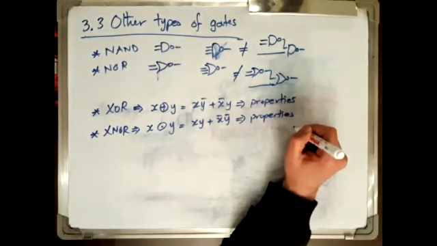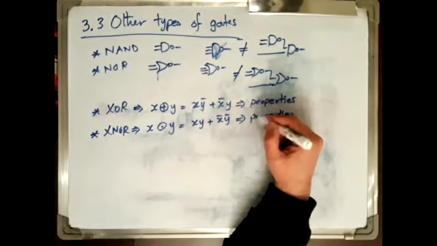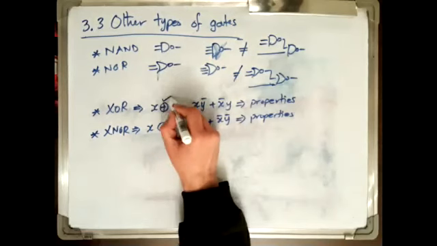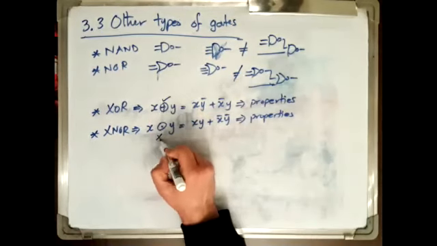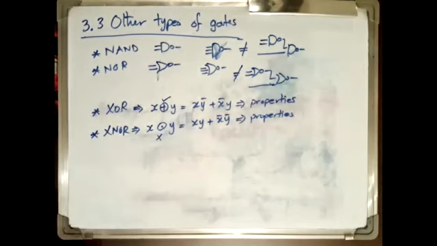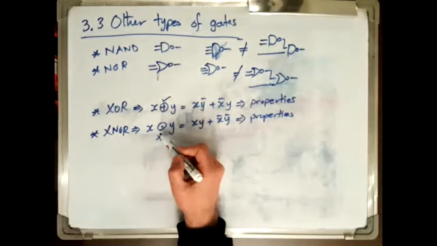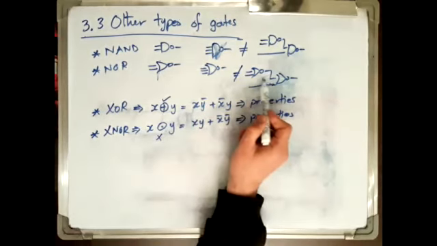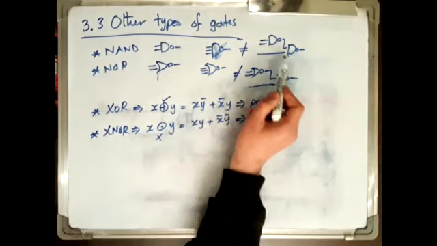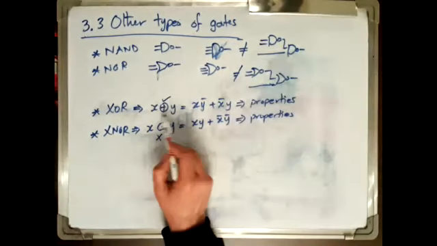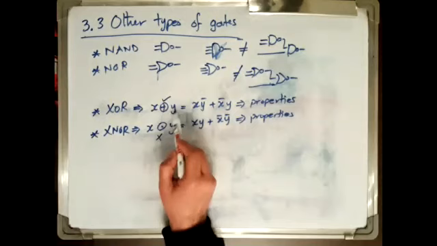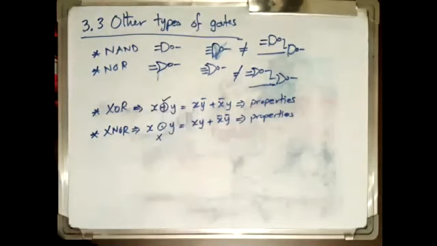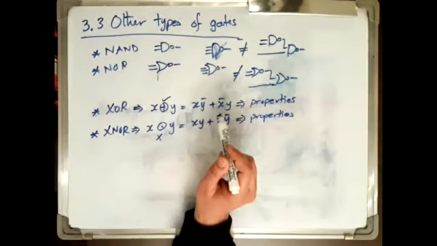One important property for these two operations was that the XOR is commutative and associative, while the XNOR is not associative. So we cannot build a three input XNOR by simply doing something like this. The same problem we had with the NOR gate and the NAND gate, while the XOR is commutative and associative.